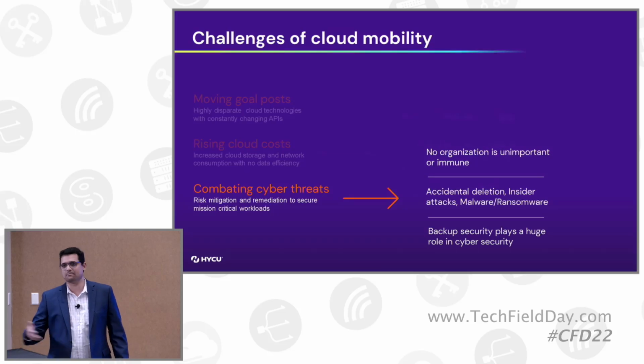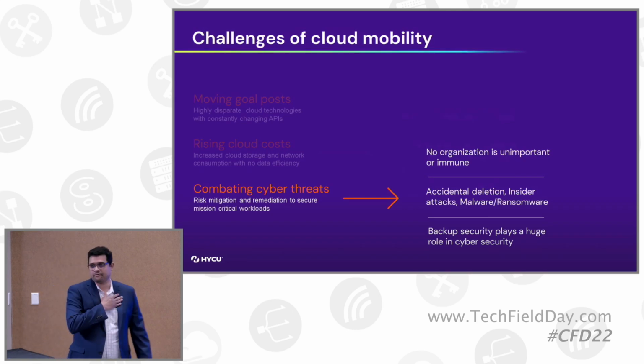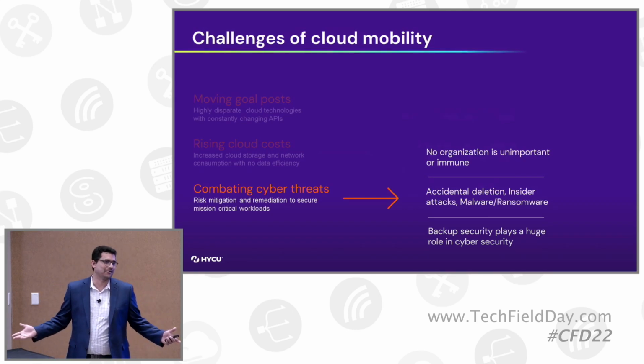Number two is insider attacks. We've heard several cases of disgruntled employees going rogue, deleting mailboxes, deleting data just to prove their point. So this is something that is unavoidable at the end of the day. And last but not the least, my favorite, malware and ransomware attacks.